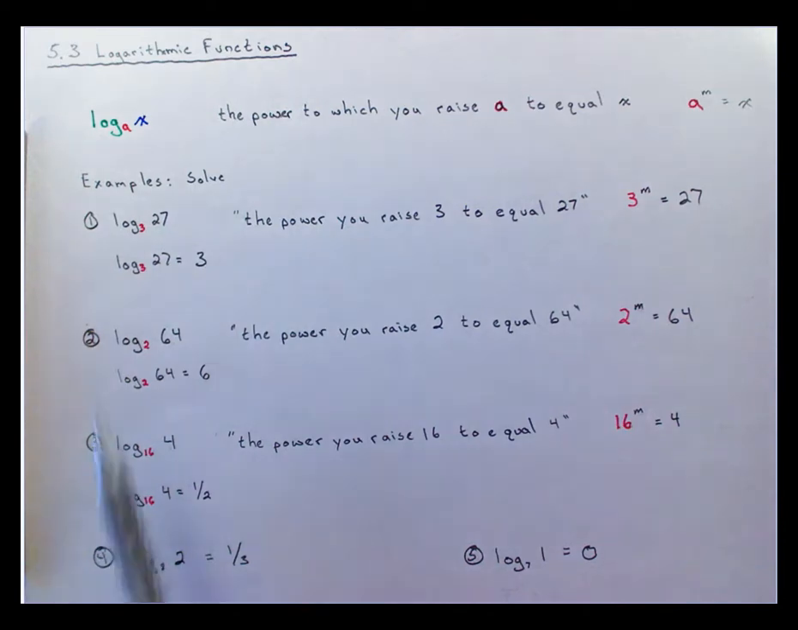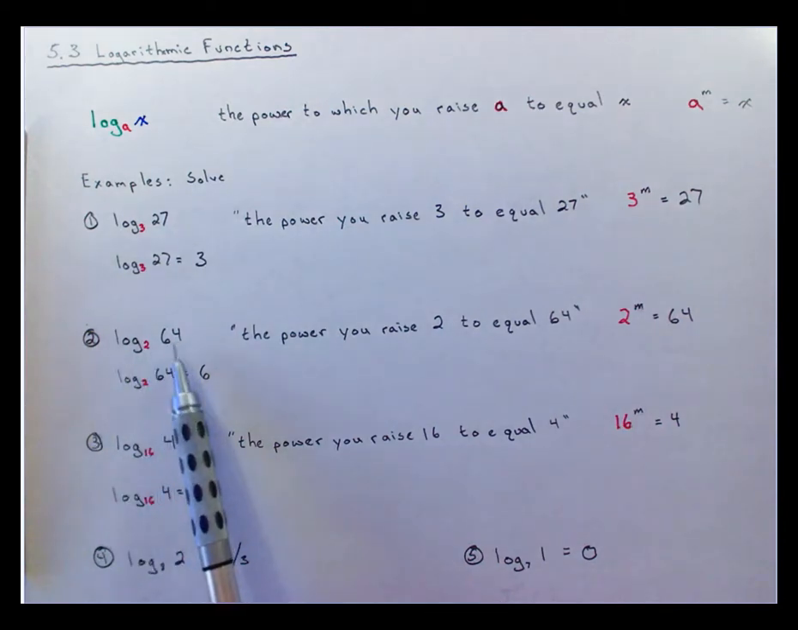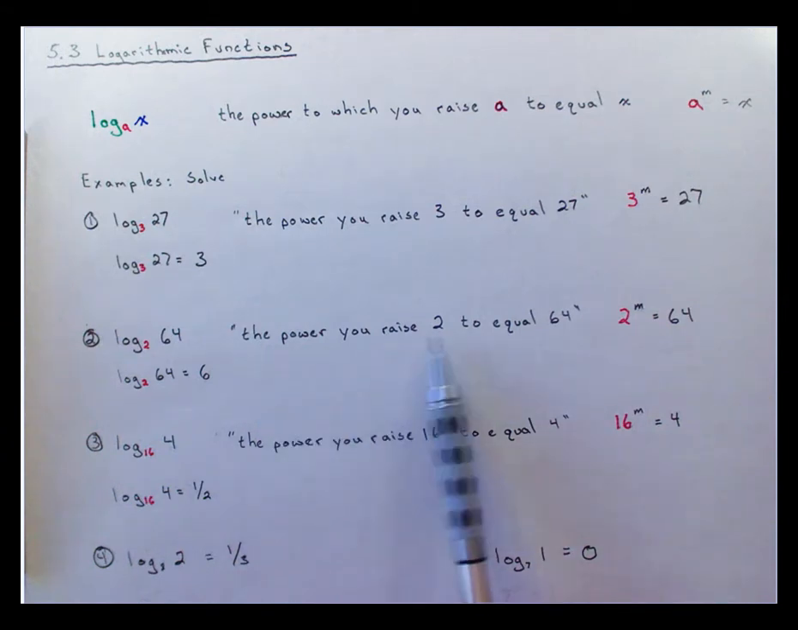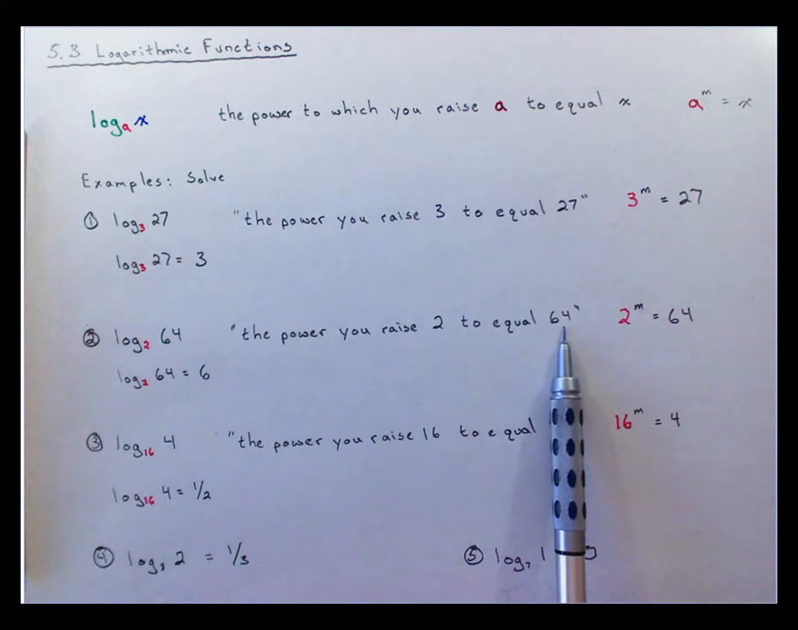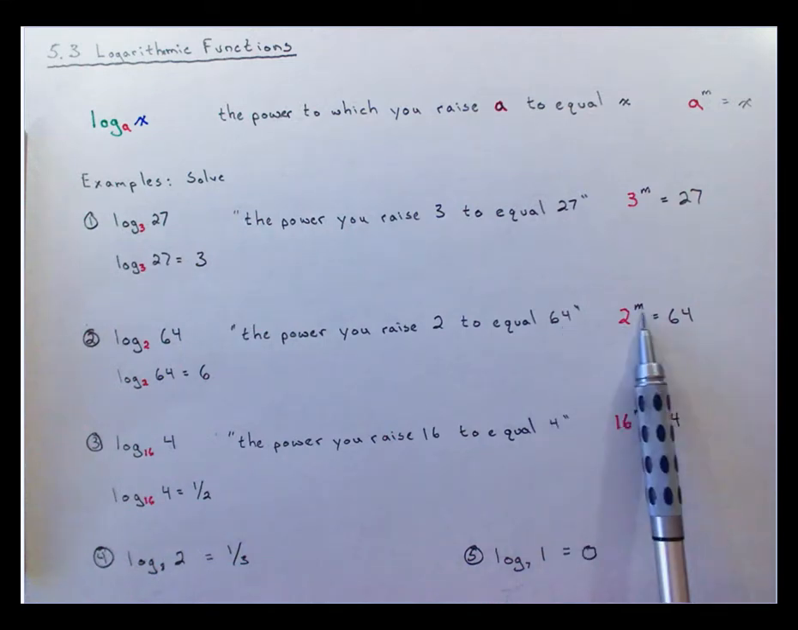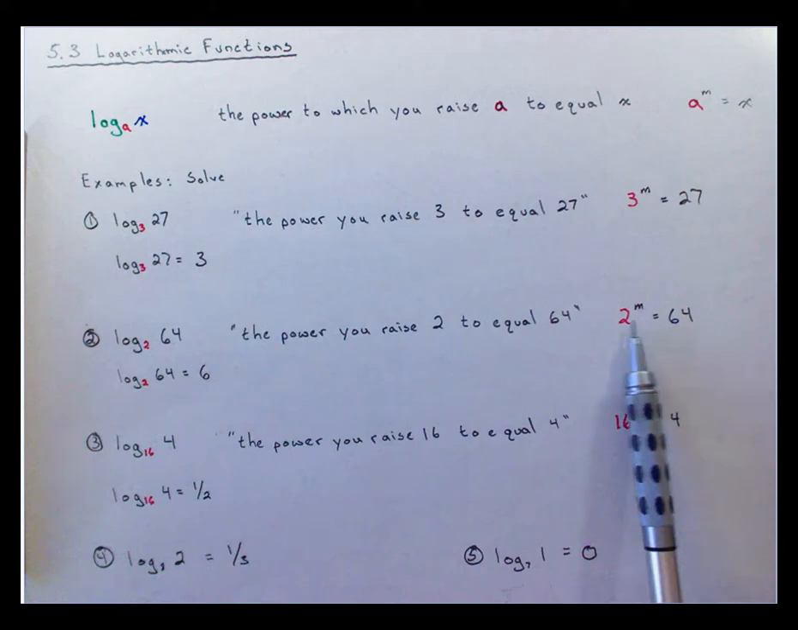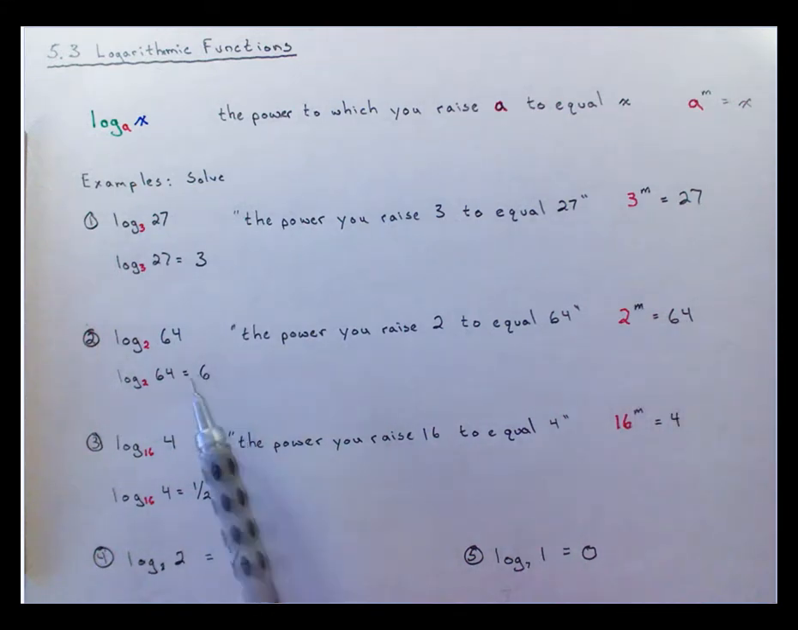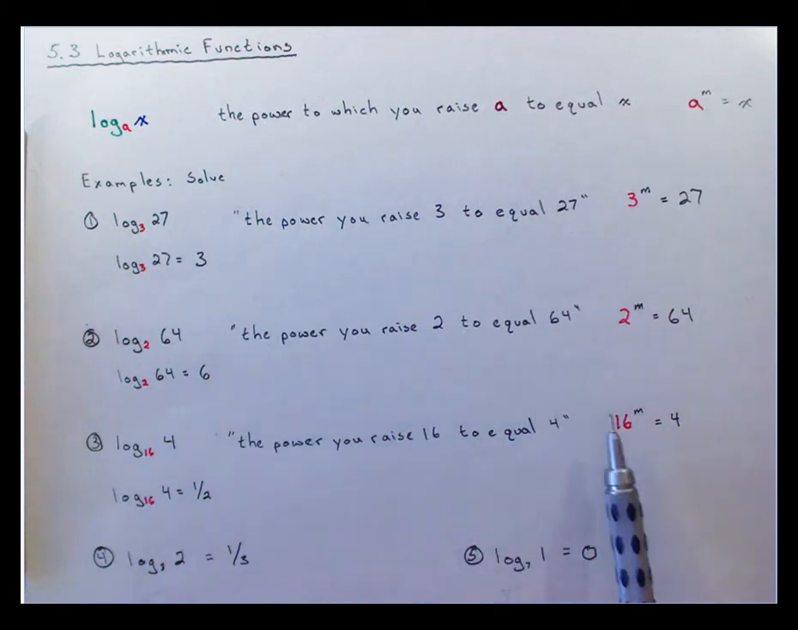Another example, log base 2 of 64, which simply says the power you raise 2 to equal 64. So I would write 2 to the mth power equals 64 and figure out what power do I need to take 2 to equal 64. Well, 2 to the sixth power. 2 times 2 times 2 times 2 times 2 times 2. I think it's 6 2's. Will equal 64.